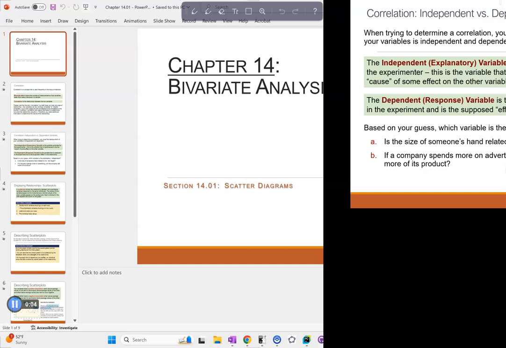How about the second one? It says, if a company spends more on advertising, will the company sell more of its product? So what are the two variables here? Advertising budget and, yeah, like your revenue, right? Okay. Or units sold or whatever. Which one is the independent variable? Yeah, your advertising budget. You'd expect that if you're spending more on advertising, you should sell more stuff. At least that's the hope for advertising, right? That's good. Okay.